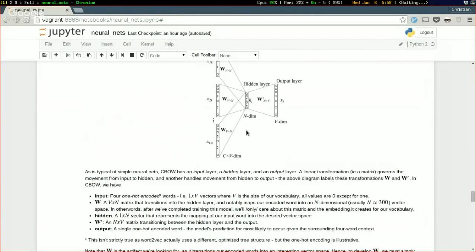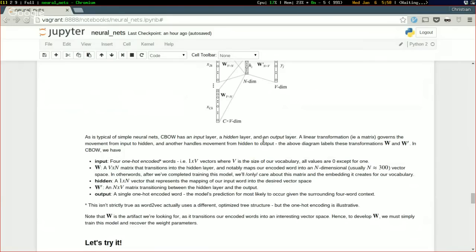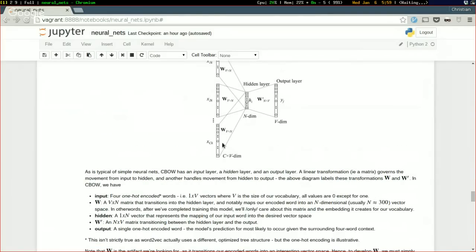But in any event, in terms of a neural network, we transition into the hidden layer. We then have a second set of weights that maps into our output layer, into that most likely word. However, what we ultimately care about is that transition matrix W. As it turns out, in this setup, the rows of W, of which there are V, correspond exactly to each mapping of a given word in our vocabulary into our word2vec vector space.